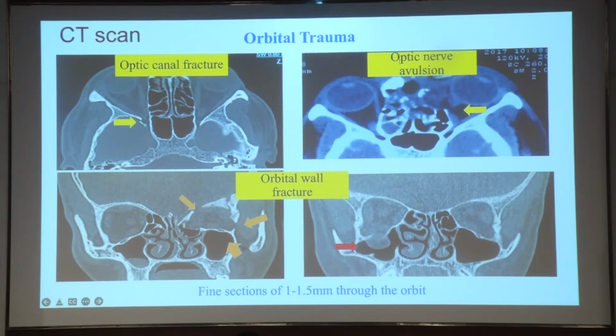You can see the prolapse of the soft tissue into the maxillary sinus in case of a floor fracture, and that might explain why the patient is having some restriction or limitation of movement in upgaze. And also sometimes you might get an idea about the soft tissue. So here you see an extensive medial wall fracture and a little optic nerve avulsion.